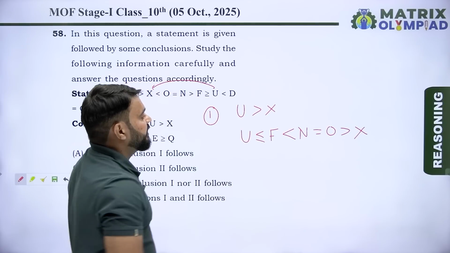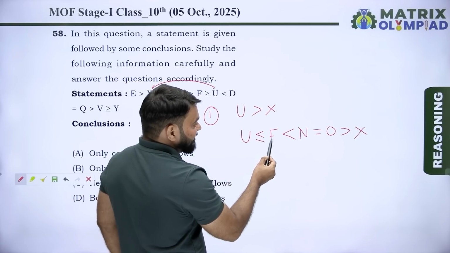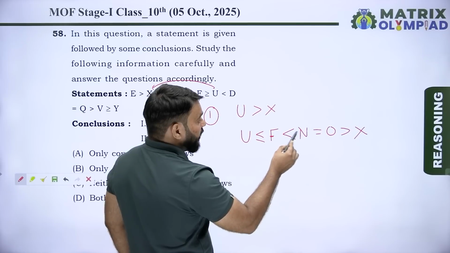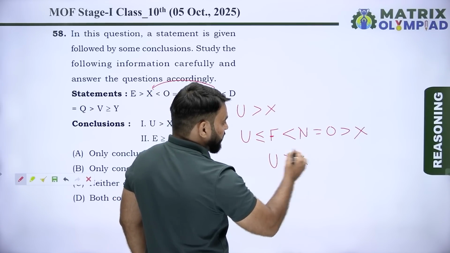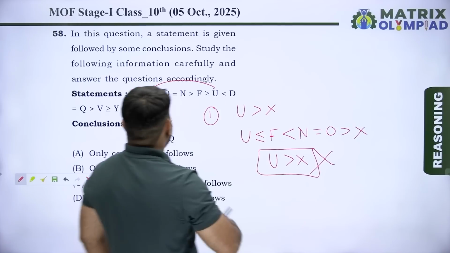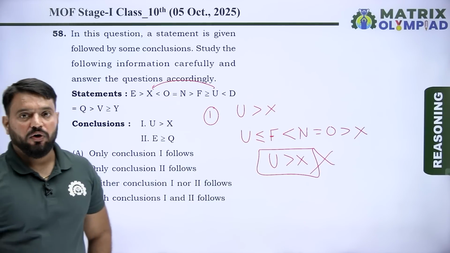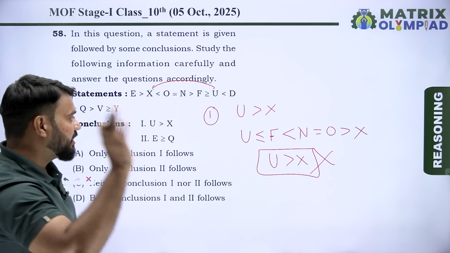So U is greater than X, U is less than F, F is less than N. So it means U is never greater than X according to the given statements. So here the first conclusion is not true.